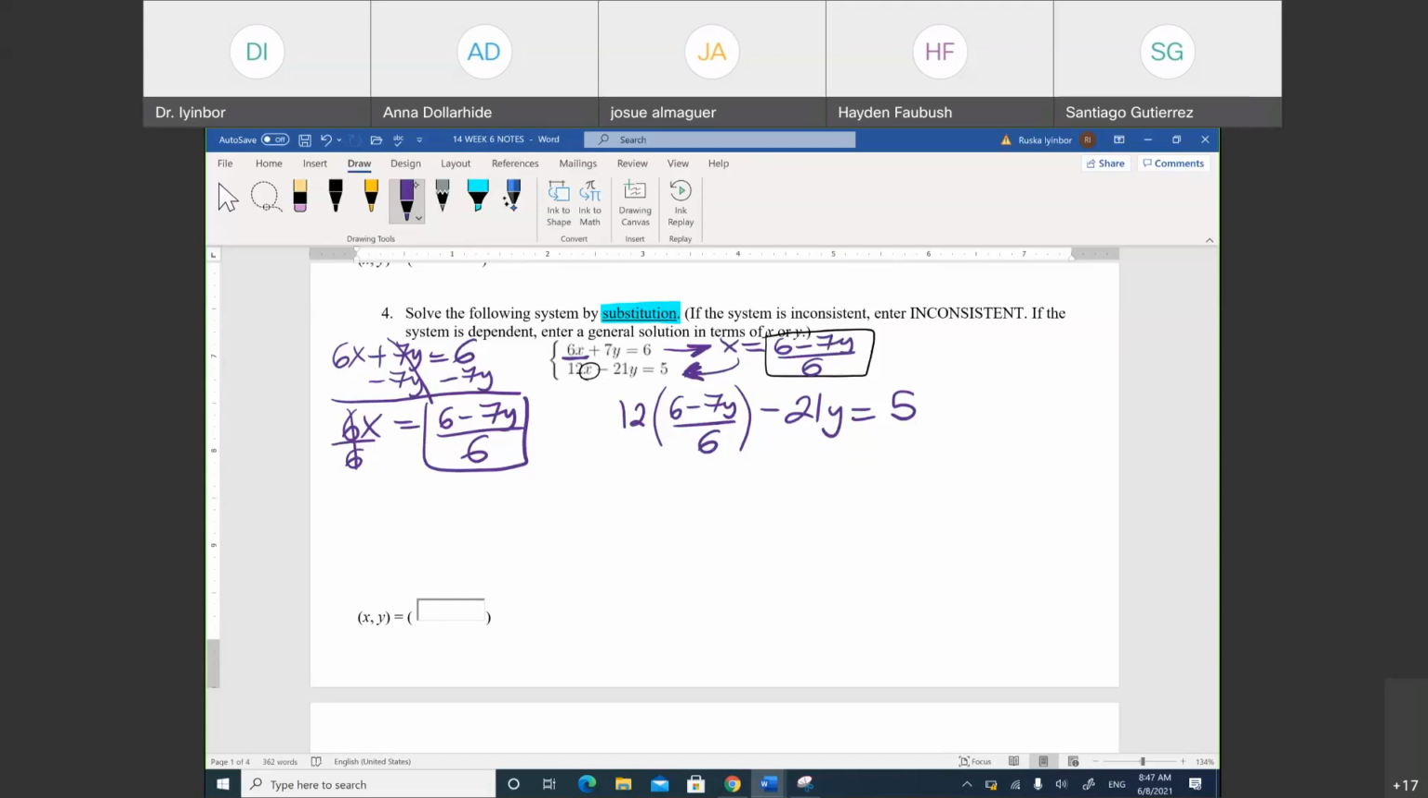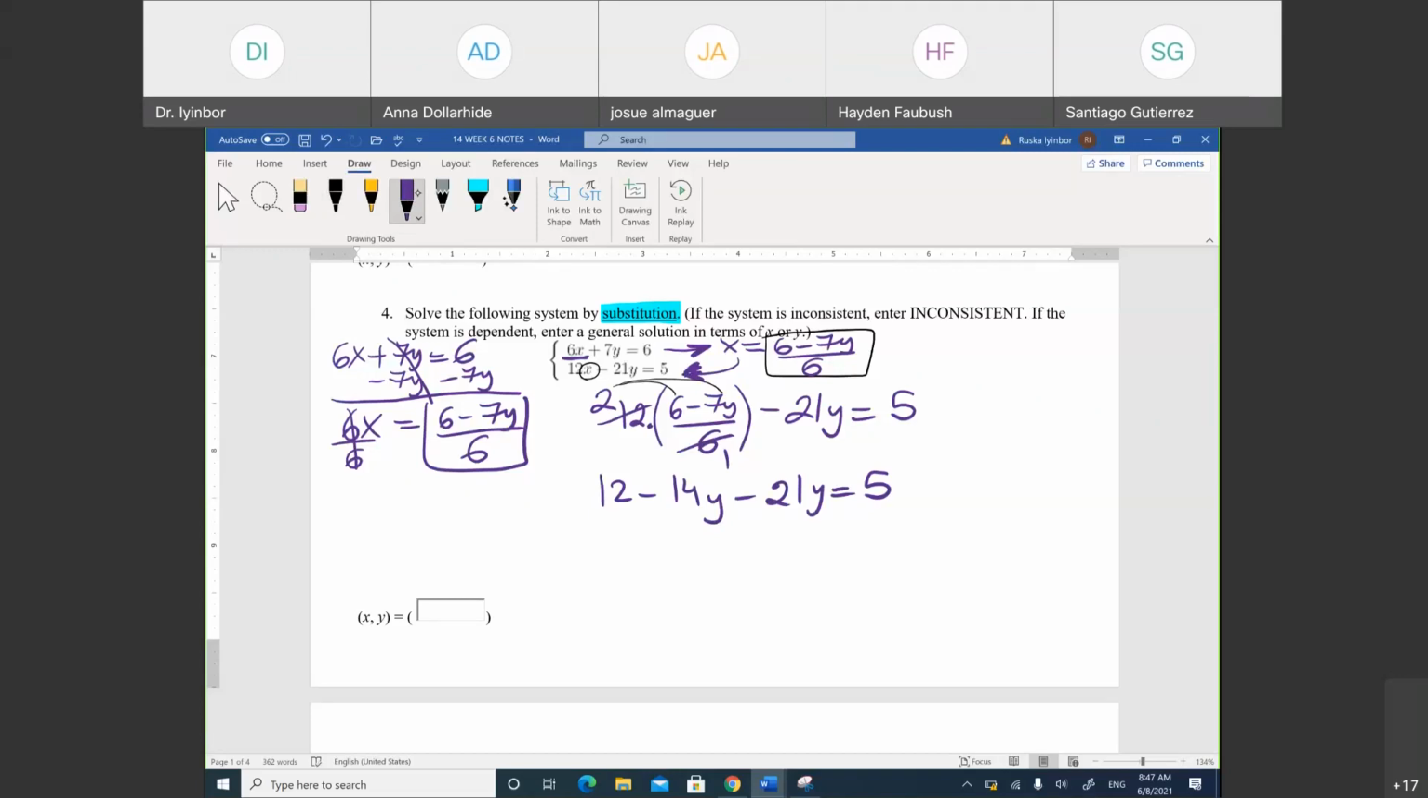So how do you solve? You're going to multiply first. So 12 and 6, 12 divided by 6 is 2. And this is 1. And then you're going to multiply. So 2 times 6, 2 times negative 7. So that's 12 minus 14y minus 21y equals 5. And you're going to solve this.